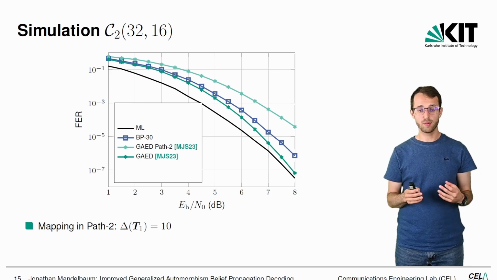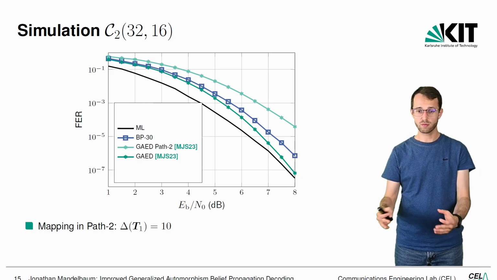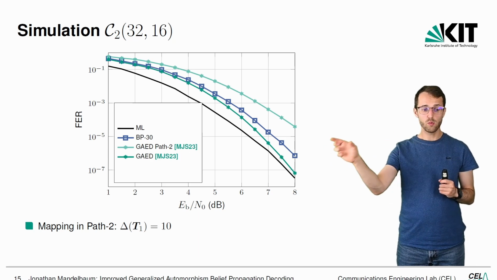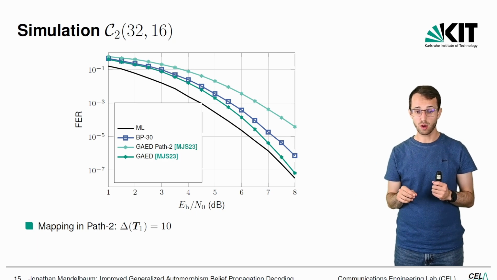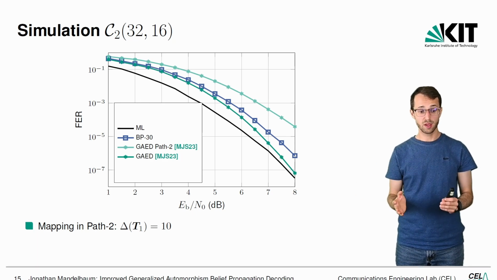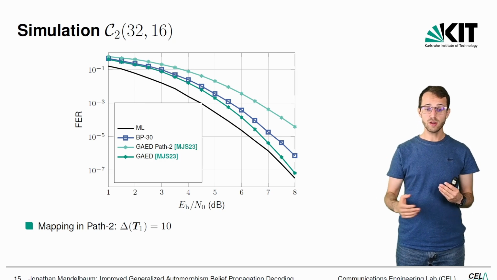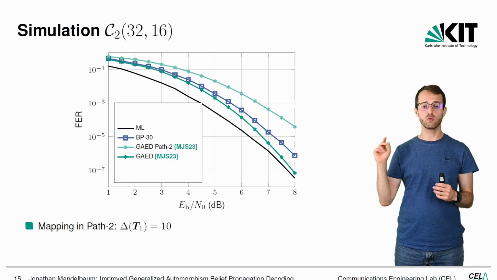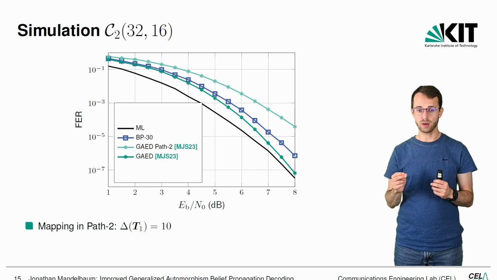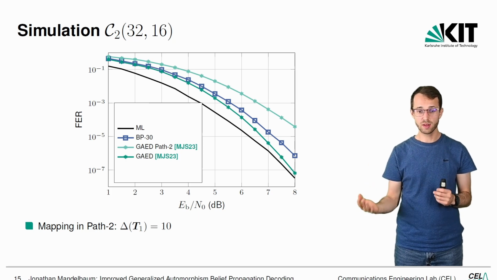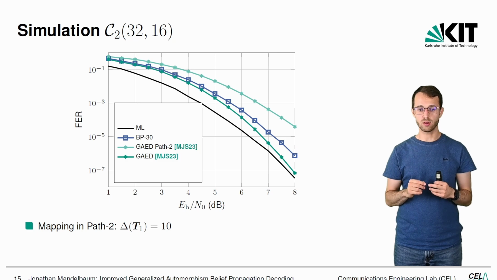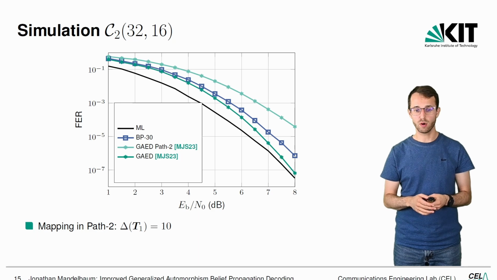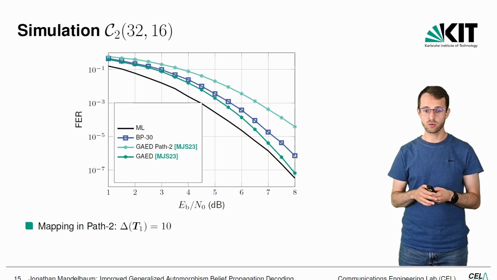Now we depict the performance of generalized automorphisms for ensemble decoding from our previous work. To this end, we consider the standalone performance of path 2, which employs a transformation matrix T1 with a weight over permutation of 10. As we illustrated before, the weight over permutation yields an information loss, which we can also see in the gap between GAED path 2 and BP decoding. Due to the information loss, the standalone performance of path 2 is degraded. However, those paths can still be used to improve the overall performance as depicted in the curve of generalized automorphism ensemble decoding.